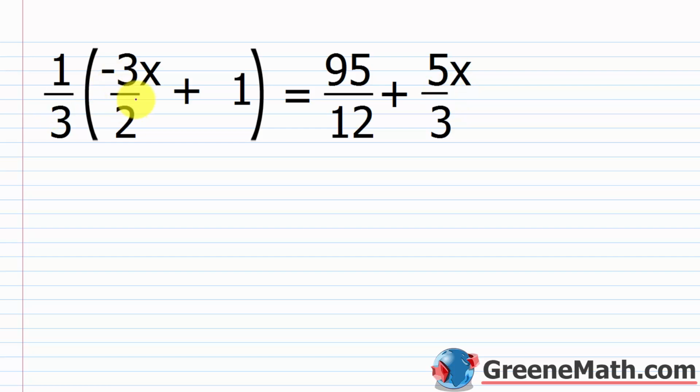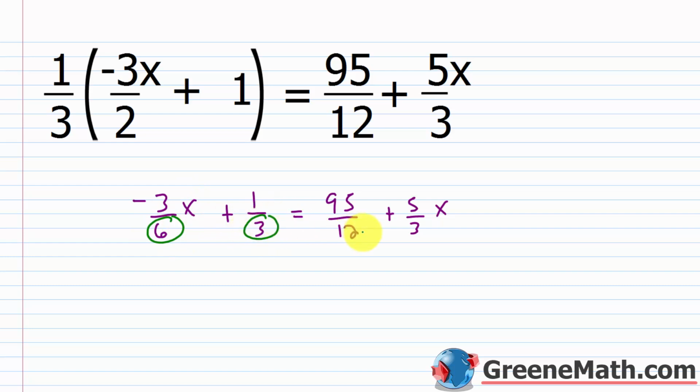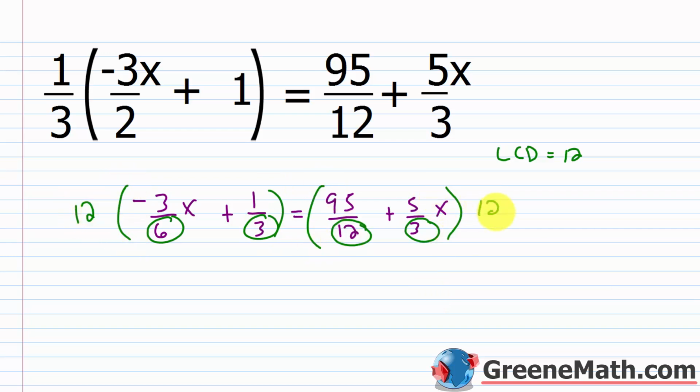So 1/3 times negative 3 halves x would give me negative 3/6x. Then plus 1/3 times 1 is 1/3. This equals 95/12, and then plus 5/3 x. Now, between my denominators here, I have a 6, I have a 3, I have a 12, and I have a 3. So the LCD is just going to be 12. My LCD is 12. So all I got to do is multiply both sides of this by 12, and I will clear all the fractions.